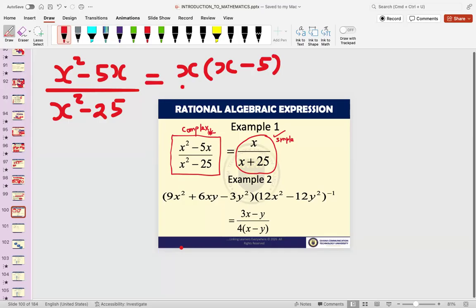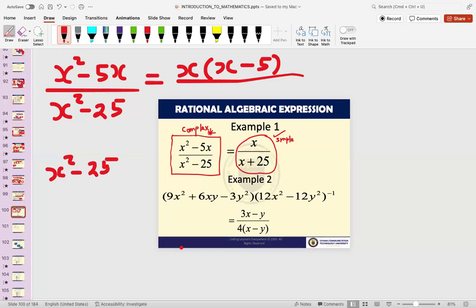So I'm done with the top. What about the bottom? x squared minus 25. If I watch x squared minus 25 critically, I'm seeing that I can do something about this 25 in terms of square. So you can remember that 25 is the same as 5 squared.